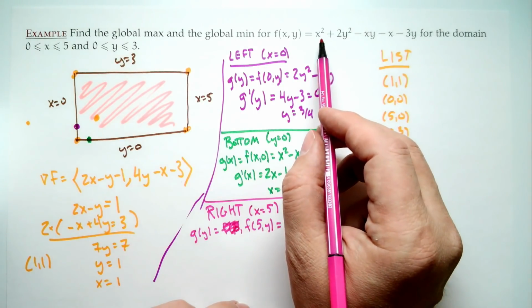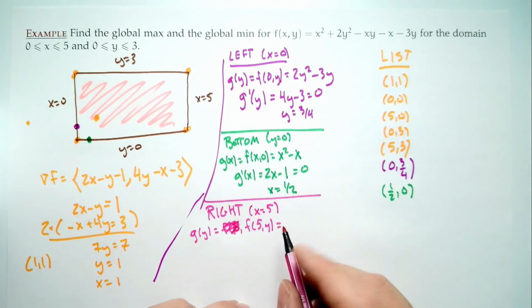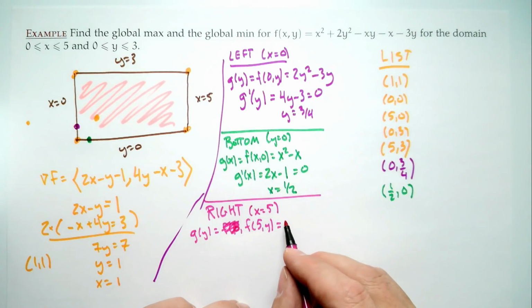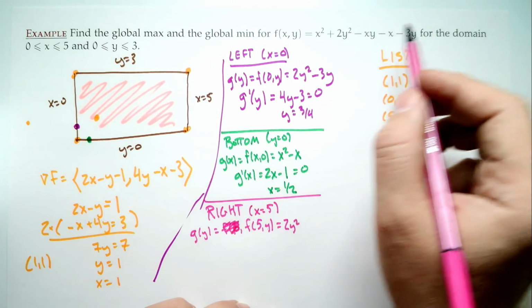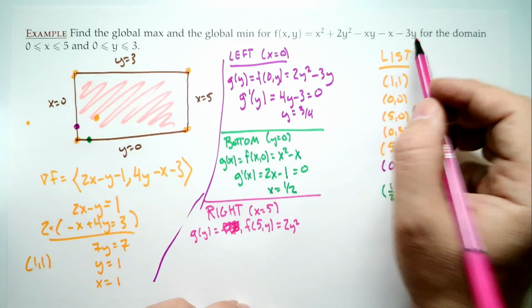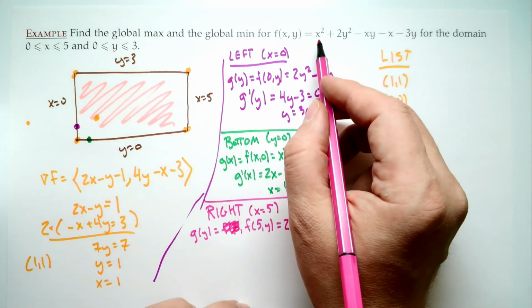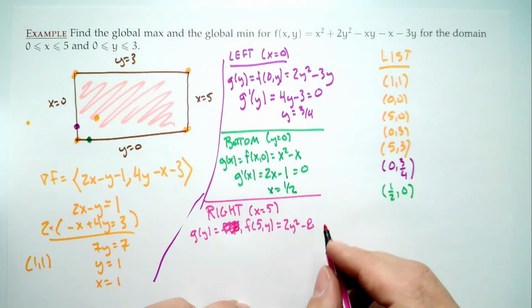Well, we're going to have 25. I'll put the number down later. 2y squared. Then we have minus 5y, minus another 3y later on, becomes minus 8y. And I haven't forgotten the 25. We're also going to subtract 5, which makes it 20.